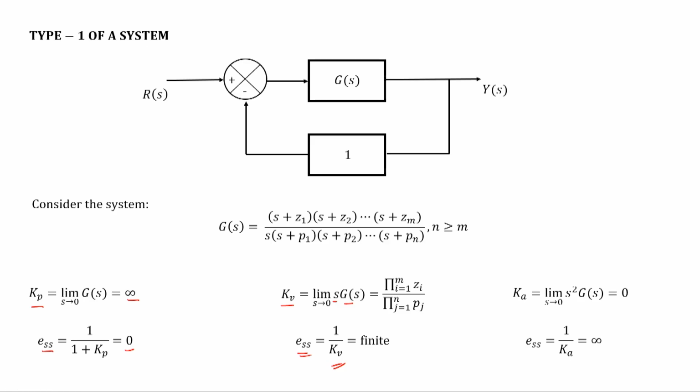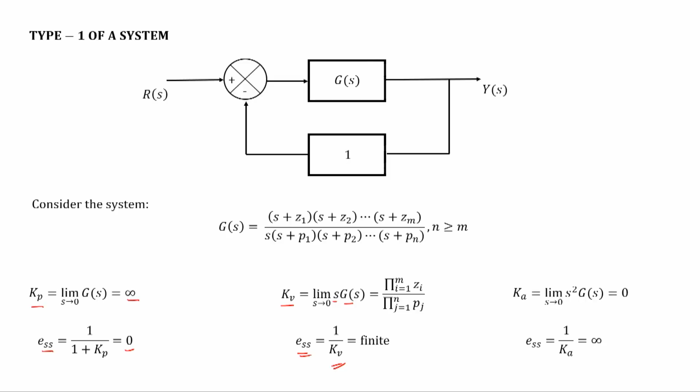Now, you see, in case of a type 1 system, it can follow a step input, but for a ramp input, it will follow it, but there will be a fixed error between the two. It will not exactly reach the reference signal. Whereas for parabolic input, again K comes out to be 0, so steady state error is infinity, and it is never going to follow it.